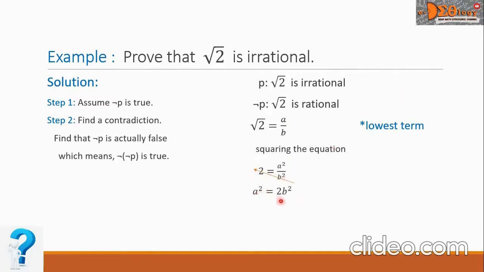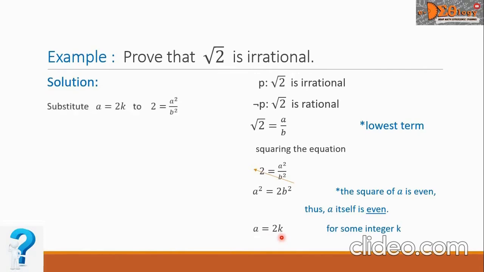The constant 2 with b squared gives us the idea that the square of a is an even integer. Since a squared is even, it follows that a itself is even. Given that a is even, we can now represent a equals 2k, where k is any integer. Now let us solve for b.